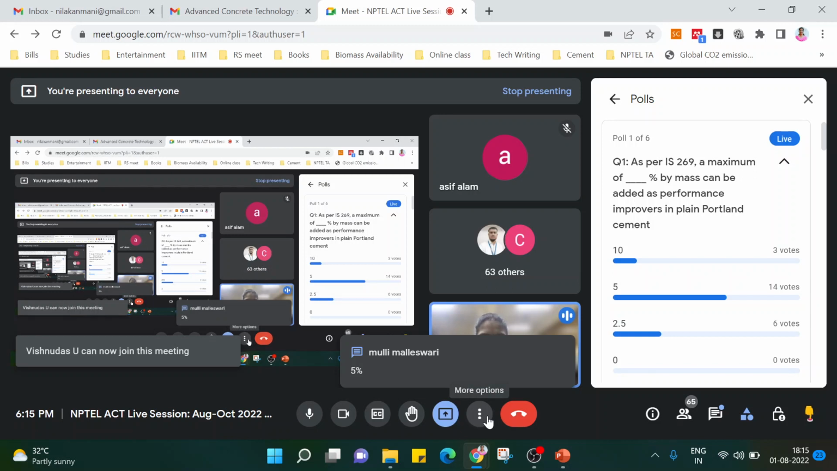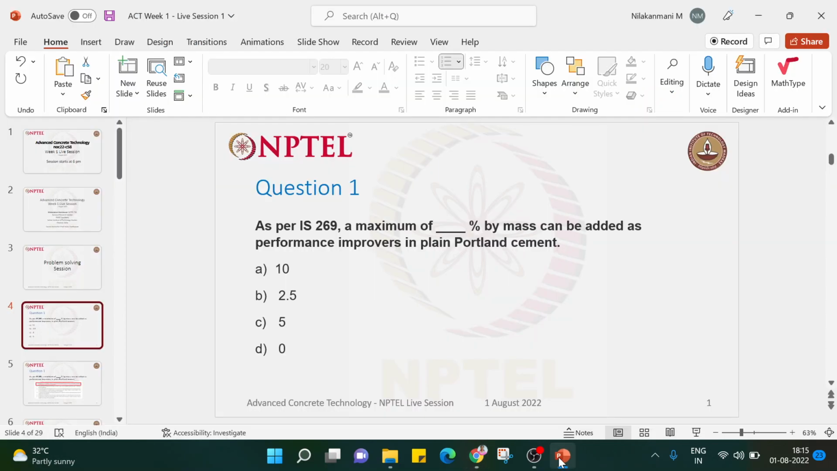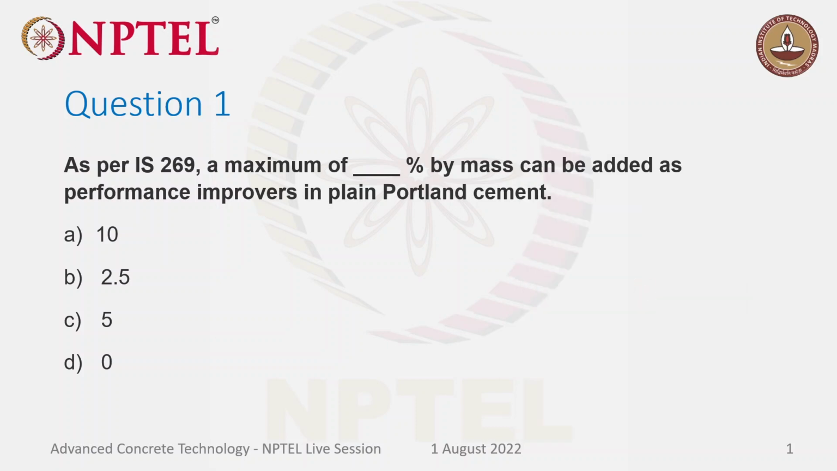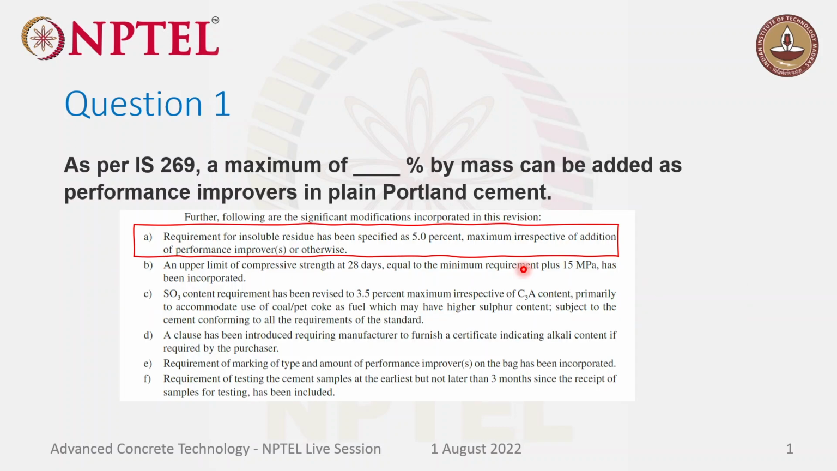Most of the people have given the answer as 5%. Yes, that's the right answer. Let me go back to the presentation. Most of you have given the right answer. As per IS 269, we can add up to 5% performance improvers. Mostly these days they are using fine limestone powder or fly ash, whichever is possible. Now we'll see why we are adding it.